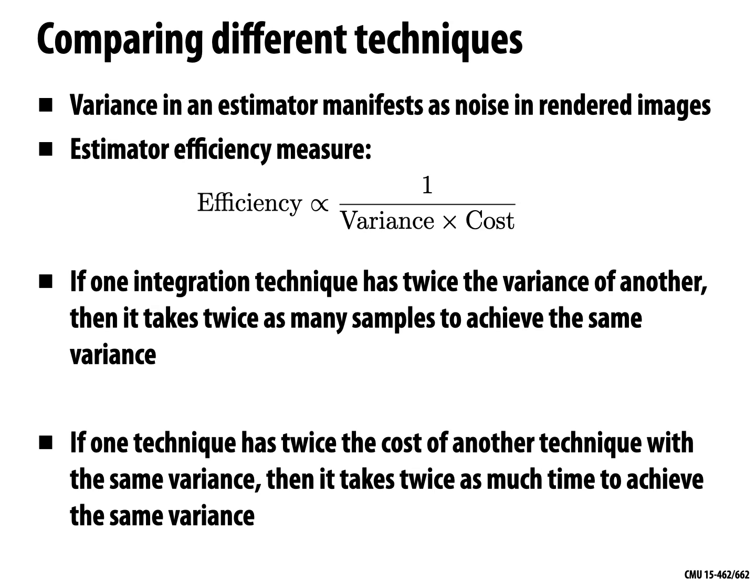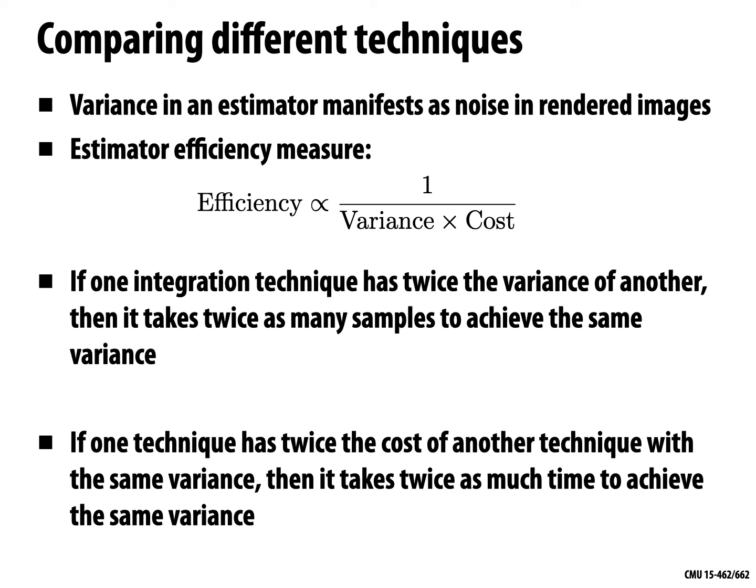Okay? So when you think about different Monte Carlo rendering techniques, one of the key questions to ask is about variance. Variance in your estimator is going to show up as noise in a rendered image. And you can think about how efficient a given estimator is by saying, well, efficiency is basically inversely proportional to both the variance of the estimator, right?